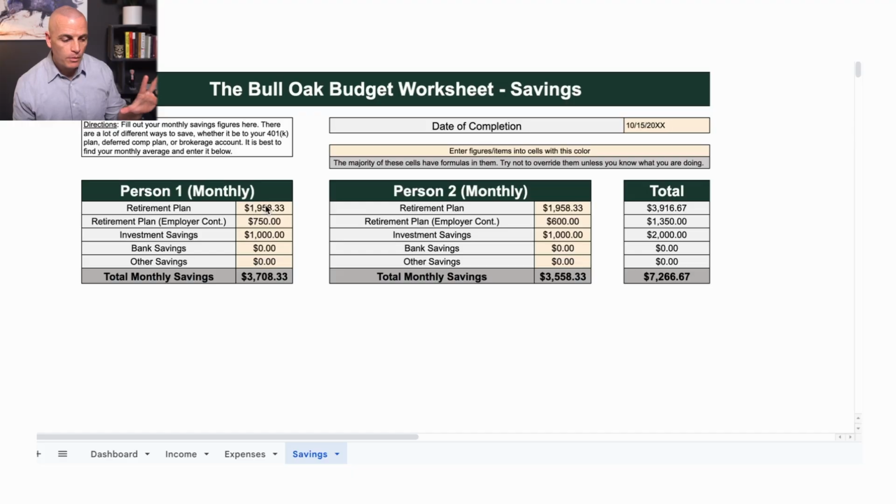You have money coming in, you spend your money, whatever's left over is going to be your savings. But whenever we go through this exercise, you'll find that it's not always going to line up, but we have a check for that. So we'll get into that in a little bit.